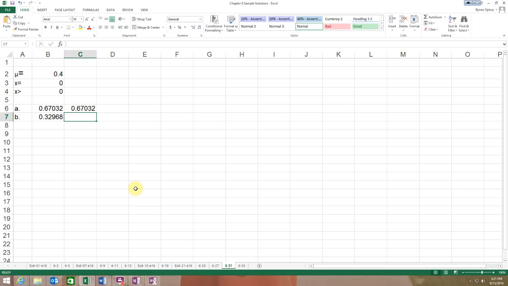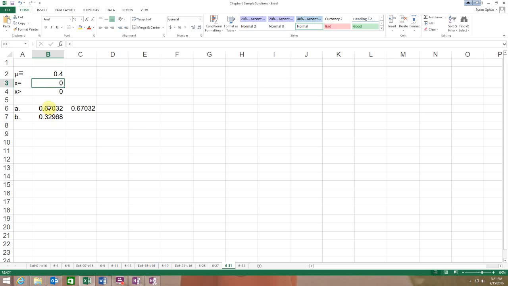But in this case, it says, in a Poisson distribution where mu, that's that funky little U-shaped thing. If you're typing it out, just type mu equals 4. Something like that would work fine, right? Okay. And then it says, what is the probability that x is equal to 0? And then what's the probability that x is greater than 0?